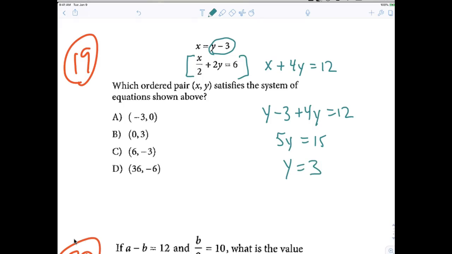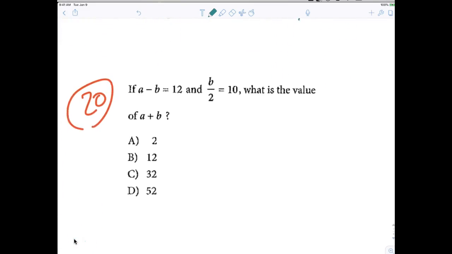Now, do I have to figure out what x is? No. The reason I don't have to figure out x is because I'm always looking at my answers. The only one that has a y value of 3 is B. So the correct answer is B. Anybody have any questions with that? Pretty easy.